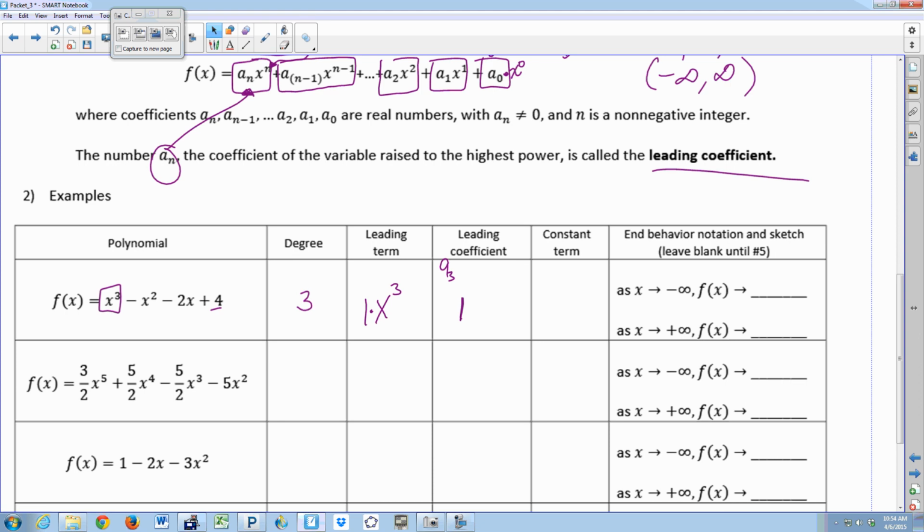And Kira, that leaves you for the constant term. 4. That's the last thing. We're going to save this box right here for later after we talk about something.